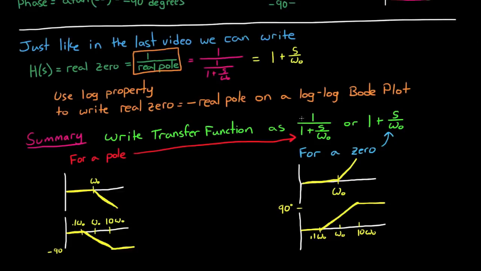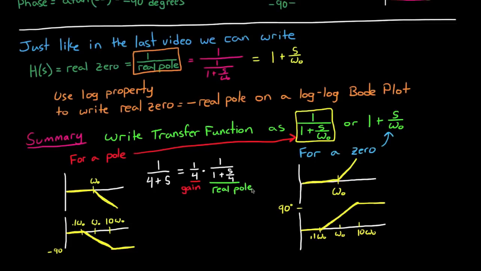Now at one point you might find that you have a transfer function with a single pole, but you can't write it in the form here. For example, this transfer function, which is 1 over 4 plus s, which has a single pole at s equals minus 4. But you can factor out any constant gain you need in order to put the transfer function in the correct form. For example, 1/4 times 1 over 1 plus s over 4, where the first part of this is a constant gain, and the second part is a real pole where the break frequency is 4 radians per second.